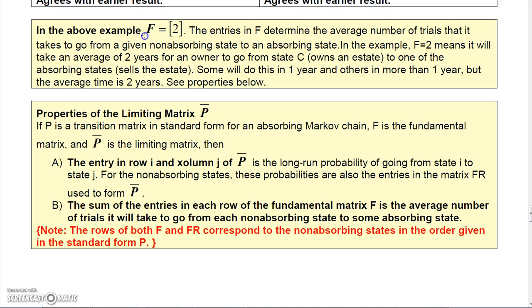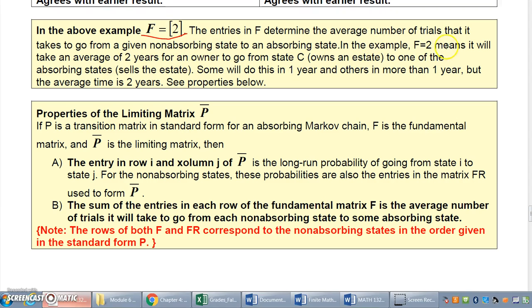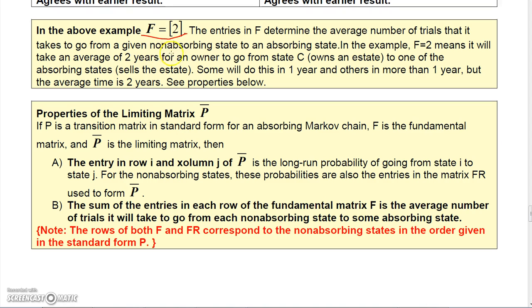Now, something that's interesting is this F determines the average number of trials that it takes to go from a non-absorbing state to an absorbing state. So since F is 2, in our example, it means it will take an average of 2 years for an owner to go from state C, where they own an estate, to one of the absorbing states where they sell the estate. Now, some will do this in 1 year and others will do it more than 1 year, but the average time is 2 years.